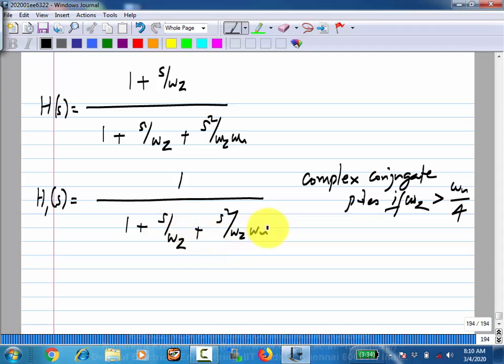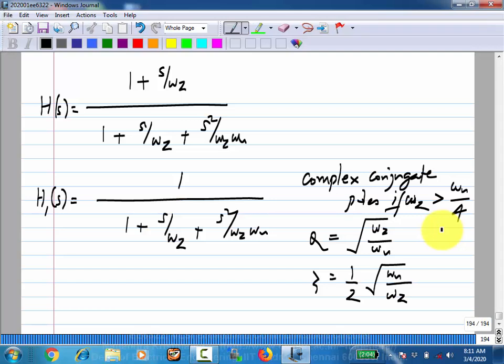Also, what is the damping factor or the quality factor of this? What will be the quality factor? Square root of omega z by omega u, and the damping factor will be. So also you see that if omega z becomes more than half of omega u, the quality factor will be more than 1 over square root of 2. What happens in that case? What is special about this 1 over square root of 2?